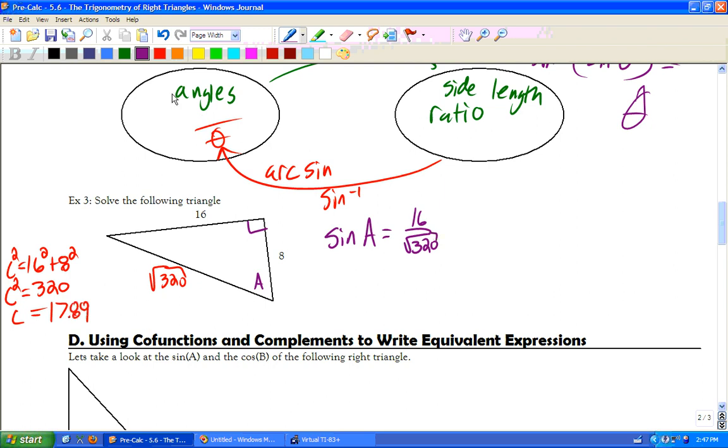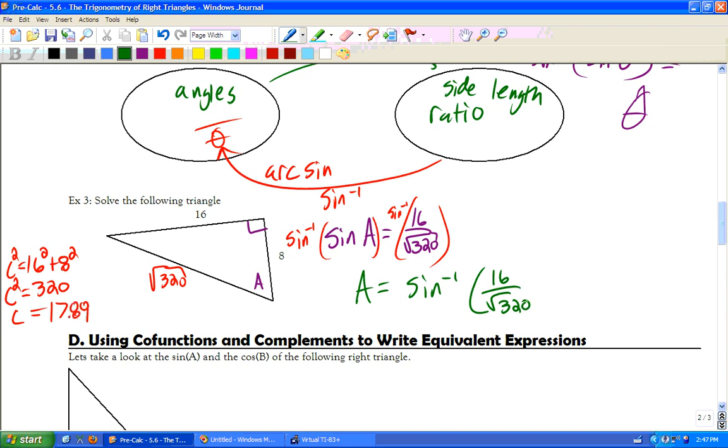What we're trying to do is isolate the A. If we think of this as a function, we're going to get rid of sine by applying sine inverse. We're not multiplying, by the way, we are applying the function. It kind of sounds weird. A lot of times students will say, hey, multiply by sine inverse. No, we're not multiplying by sine inverse. We're taking the sine inverse. The other way to think of it is saying, if the sine of A equals 16 over the square root of 320, what angle will give me that ratio? Either way, what we're left with is A equals the sine inverse of 16 over the square root of 320.